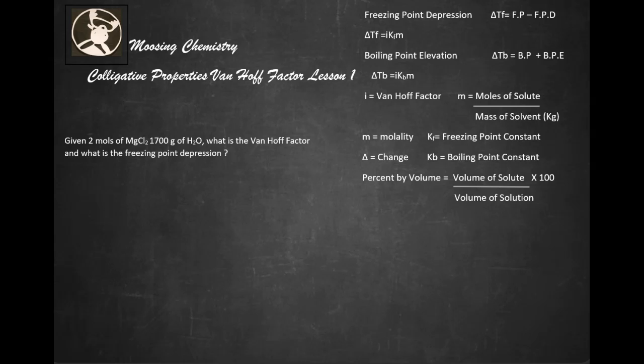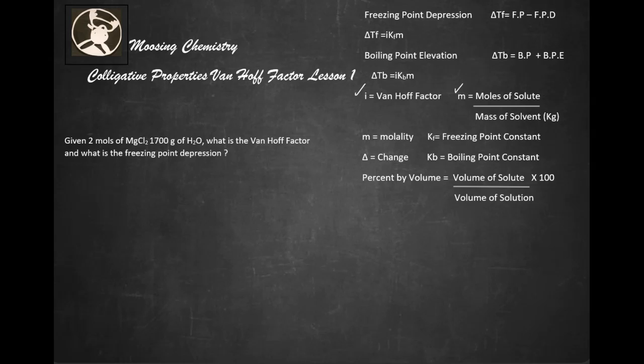This is Colligative Properties, Van't Hoff factor lesson number 1. The Van't Hoff factor is i, and it deals with ions and ionic compounds. If you have a polar covalent or a covalent compound, the Van't Hoff factor is always going to be 1. We're also going to be using molality in this problem, which is moles of solute over mass of solvent in kilograms. All right, let's go ahead and get started here.